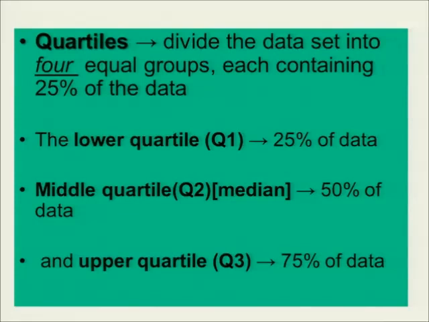Okay? And lastly, we have our upper quartile or Q3. So Q3, that's where we find 75% of the data. Q1, we find 25% of the data. Q2 or the median, we find 50% of the data. And Q3, that's where we find 75% of the data.